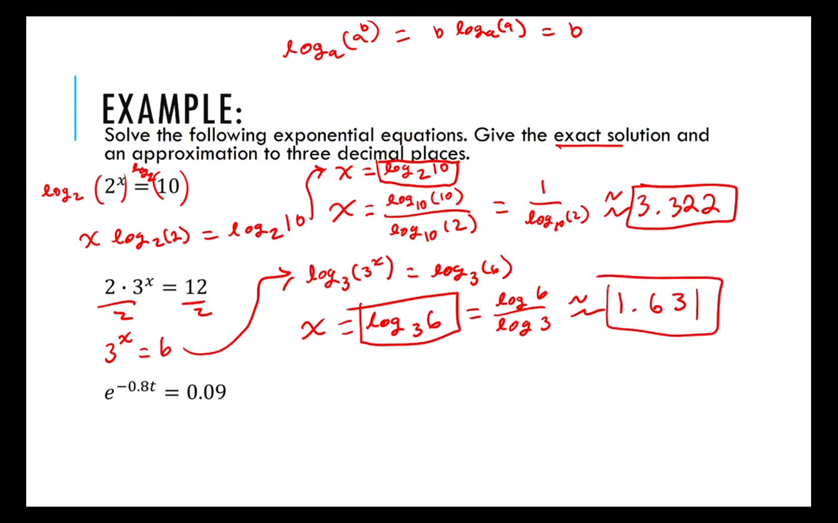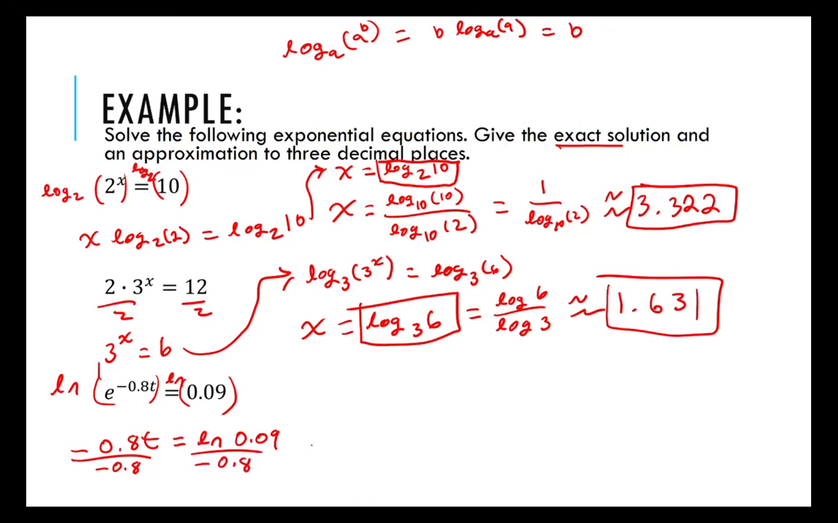Next, I have e raised to the negative 0.8 times t, which is equal to 0.09. Notice that I have the exponential isolated. It's all by itself on one side. Then I just need to take the log of my choosing of both sides. Well, I see that this is base e, and since it's base e, I'm going to take the natural log of both sides. So the natural log of e to the negative 0.8t is then negative 0.8 times t times natural log of e, but the natural log of e is 1. And then that's going to be equal to the natural log of 0.09. Then we just solve for t, so I divide both sides by negative 0.8.